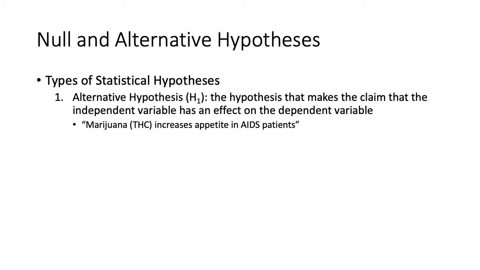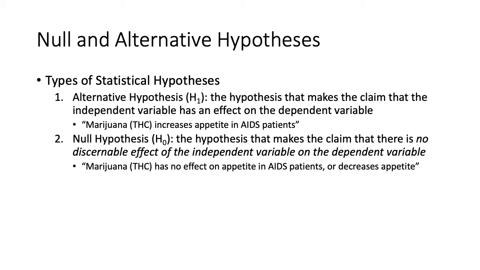The alternative hypothesis makes the claim that the independent variable has some effect on the dependent variable. And remember, the independent variable is the set of conditions that's manipulated by the experimenter. So in this case, our independent variable is the presence of marijuana or THC, and the effect that we think it might have is that it increases appetite in AIDS patients. So the alternative hypothesis always makes a statement that usually represents what our hunch is about the effect of the independent variable.